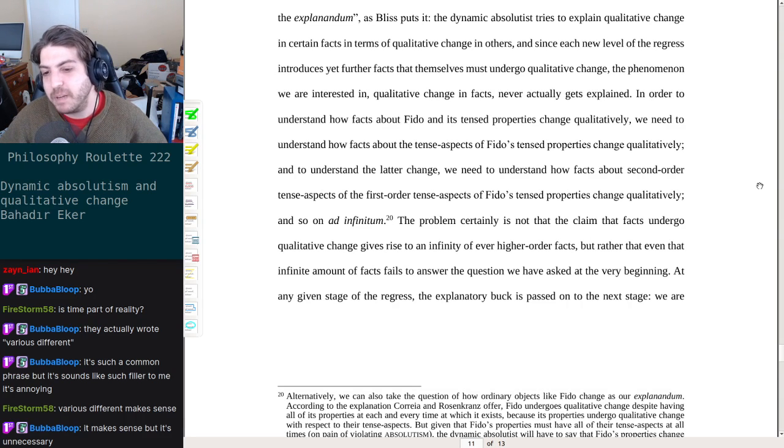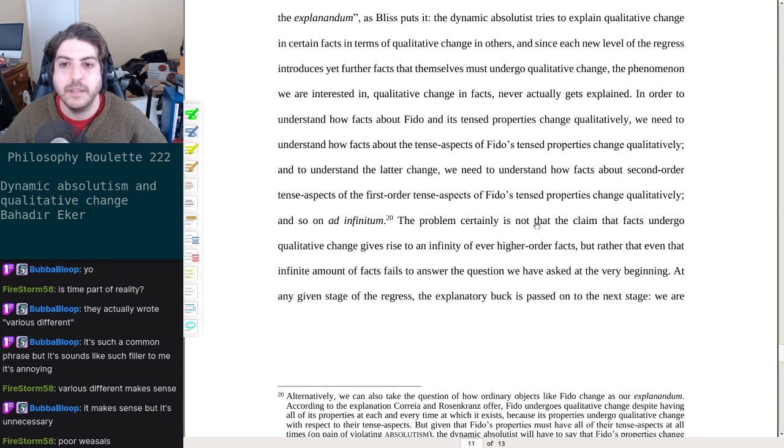Okay, the problem certainly isn't. Yeah, if you have any questions on this, it's basically okay. I thought it was actually somewhat poor weasels. I know they have a bad rap.